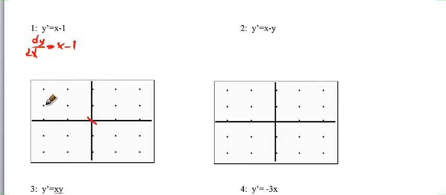Now, what we're going to do is we're going to try to plot one for each of these. Now, there's a lot of points on here. There's 1, 2, 3, 4, 5 by 1, 2, 3, 4, 5, 25 different points. And that would be crazy if I had to plot all of them. And sometimes you do, but we want to look for patterns.